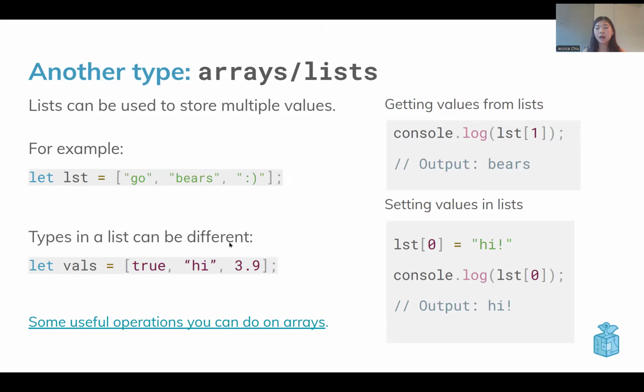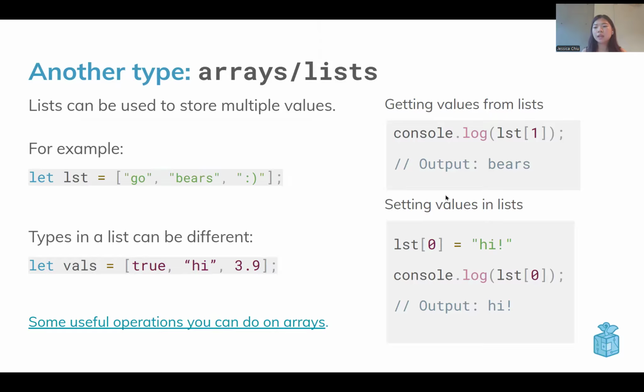If you want to access a specific value from this list, you can do the name of the list, square brackets, and then the index. And always remember that indices start at 0. So, like, let's say we want to get bears, that's going to be index 1 because it starts from zero, which is 0, and then it goes 1 and 2. Okay, so always remember indices start at 0.